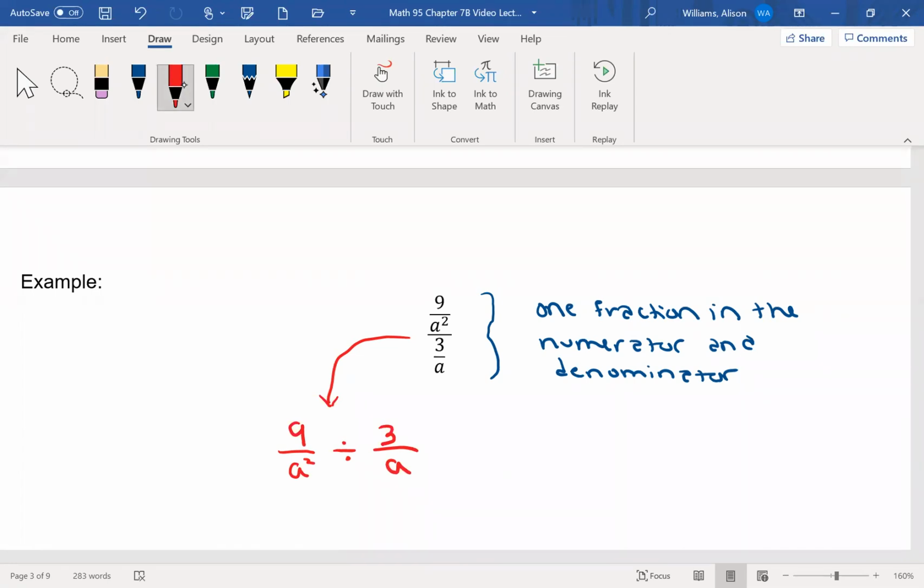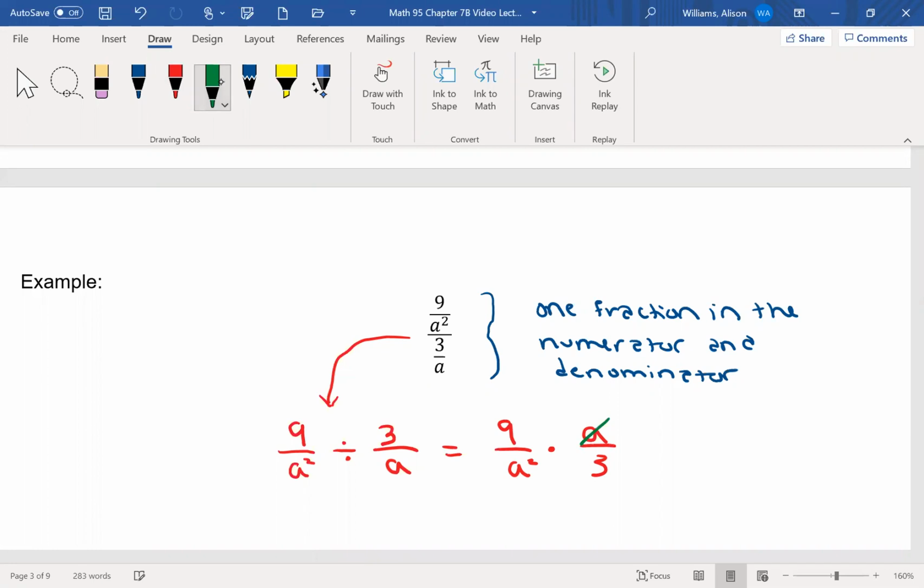And because we've done this kind of problem before when we were dividing fractions, we know you're supposed to flip and multiply the second one. So that's 9 over a squared times a over 3. And then I can reduce. Since everything is in factored form, there's nothing for me to factor, I can go ahead and simplify.